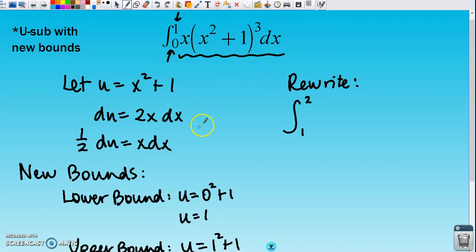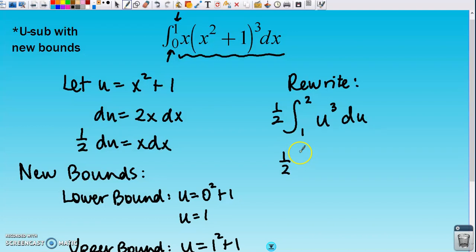And then I take care of all of this stuff. x dx was 1/2 du, x squared plus 1 cubed, so u cubed du. Okay, so now I've rewritten my integral, and everything is in terms of u, including your bounds. If you're going to rewrite everything else in terms of u, your bounds must also be rewritten in terms of u. But it's actually kind of handy if we do it that way, and I'll show you why in just a second. So let's go ahead and integrate this.